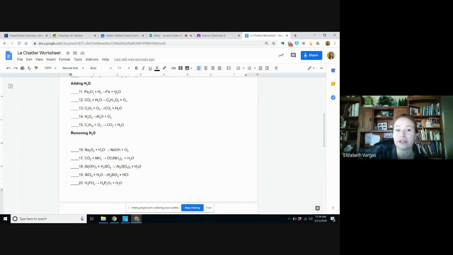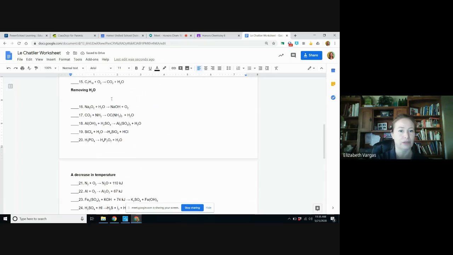If I add water to these reactions, oh, I see. So water is either a product or a reactant. So you're either adding to the left or the right of the equation, and then you have to tell me which way it goes. So for number 11, water is here. So if I add water, I'm adding to the product side. It's going to go the opposite way. It's going to shift to the left. It shifts left.